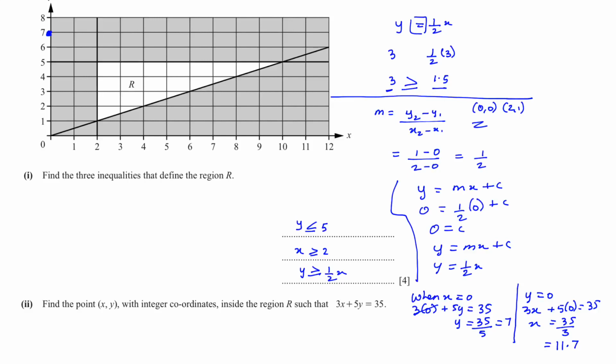Now we will mark it here and we will draw the line. We'll connect the two points together to get a line. We have drawn the line, and the point which is an integer inside the region is x is 5 and y is 4.